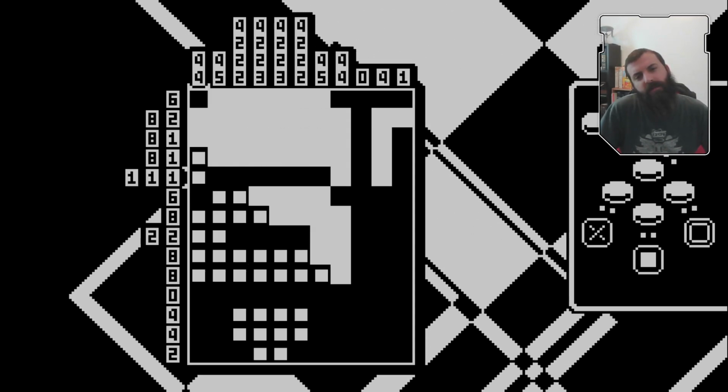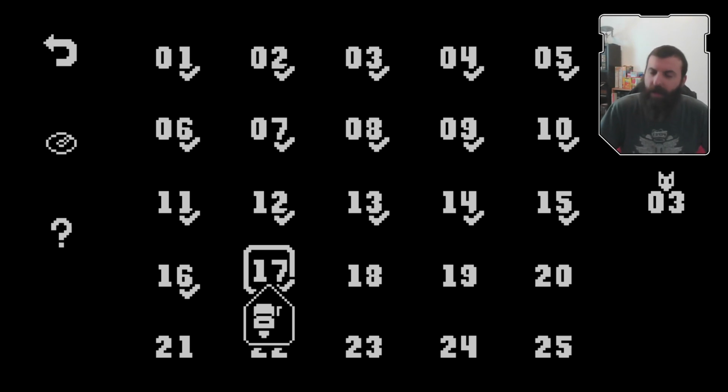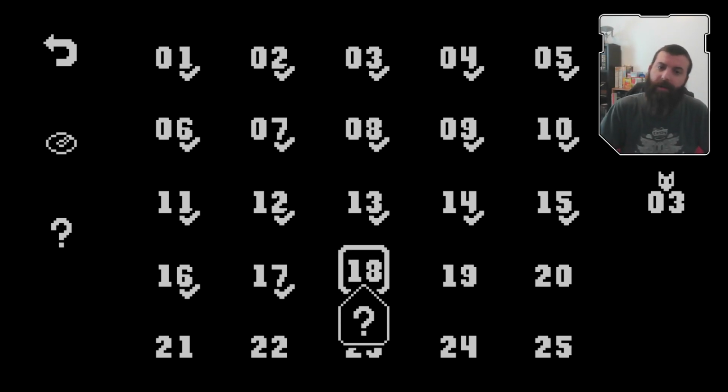Are you a squid? What are you? A mailbox. Man, sometimes when the pixel art's up close to your face, I cannot figure out what it is. So there we go. Nonogram 17. Done. On to Nonogram 18.